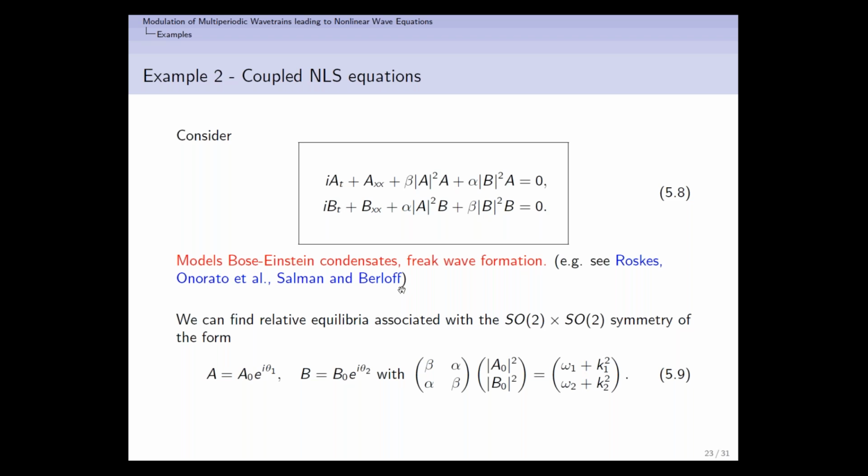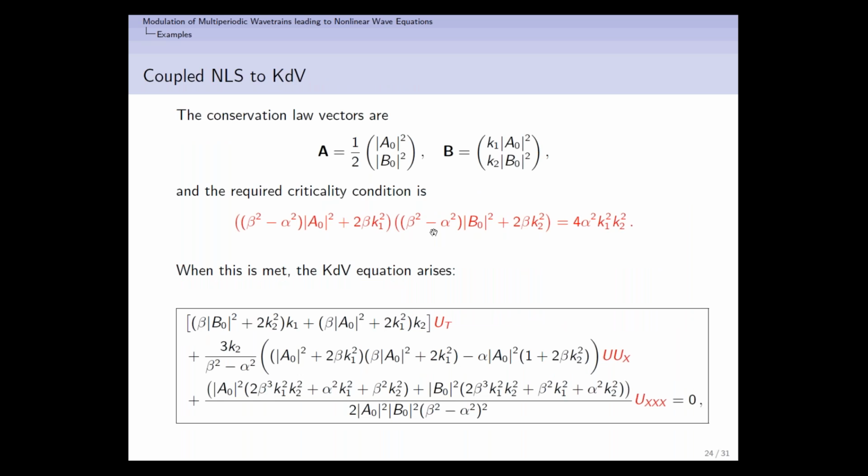So the periodic waves I'm considering here are just your simple complex exponentials for complex amplitudes A0 and B0. Okay. And they satisfy this equation here. And they're associated with this SO(2) symmetry in each of the variables. Okay. So let's discuss the criticalities and when the KdV and the Boussinesq are going to be relevant. So the conservation laws here are the mass and the mass flux again in terms of the amplitudes.